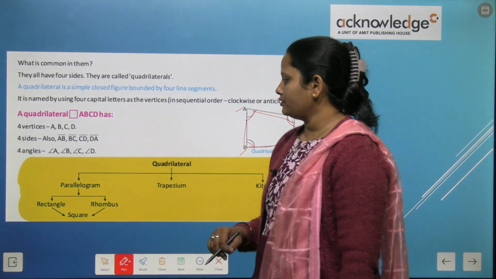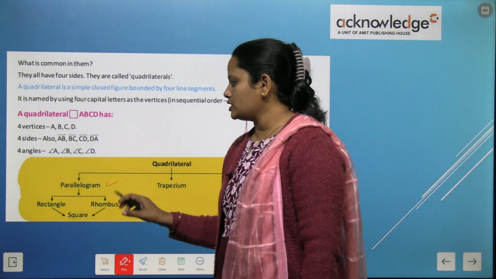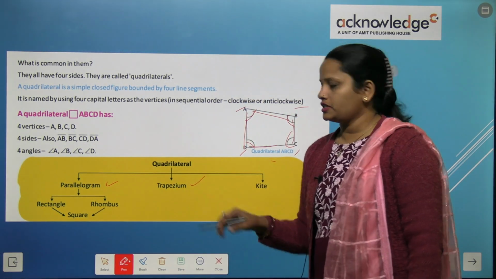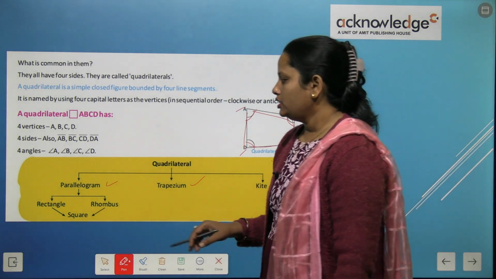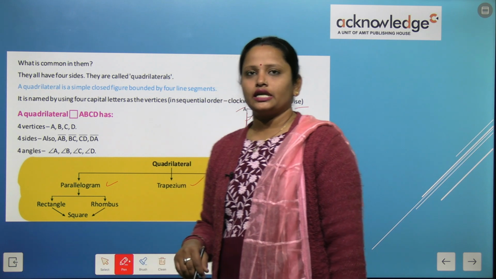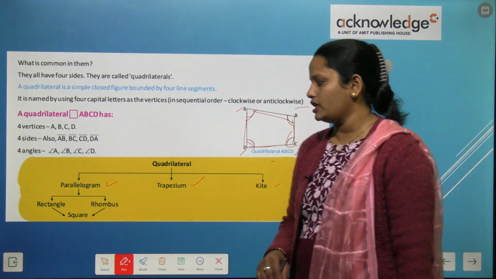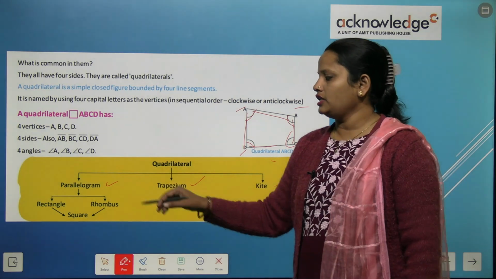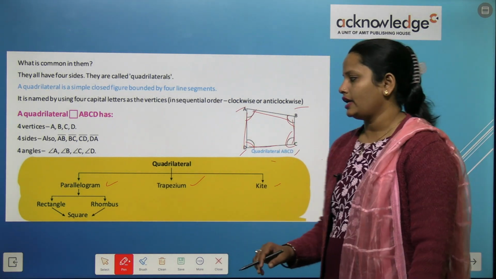Now a quadrilateral is divided here into various parts. The first one is parallelogram, next is trapezium and the third one is kite. Here parallelogram is again divided into different parts. The first is rectangle and the second one is rhombus. And these both are known as square. इन दोनों को ही हम square कहते हैं.